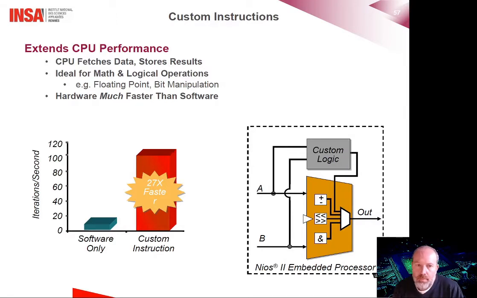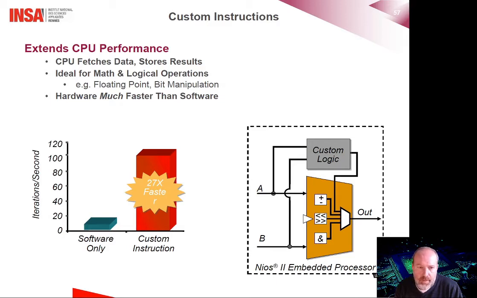The other way to obtain better performance is to use custom instructions. That is to say that we're going to modify the functionality of the arithmetic and logic unit. This unit has two inputs, A and B, and one output, and performs basic operations on data. Actually, it can be seen as the most important part of the processor. Custom logic is added to the arithmetic and logic unit to perform additional operations. This is, for example, ideal for math and logical operations like floating point calculation, bit manipulation, etc.